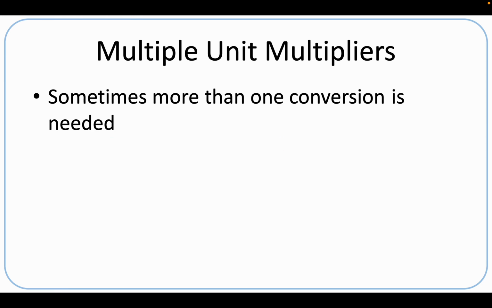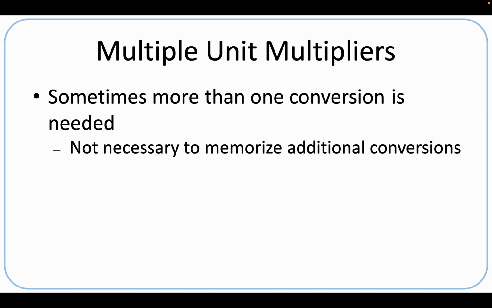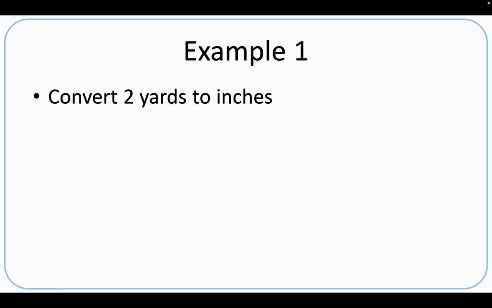So sometimes we need more than one conversion, which is why we're using multiple unit multipliers if we're converting from more units. So it's not necessary to memorize additional conversions. Like you don't need to memorize that there's 36 inches in 1 yard. We just need to remember that there's 3 feet in a yard and 12 inches in a foot, and then we would just use multiple unit conversions to find an answer for that. So, for example, convert 2 yards to inches.